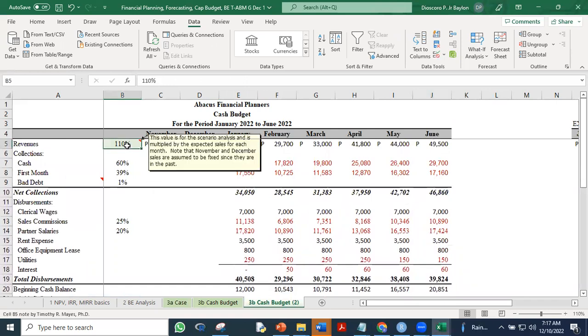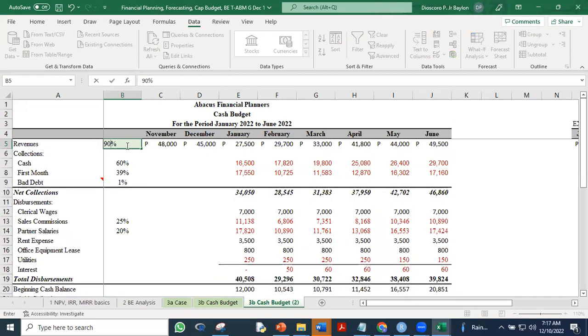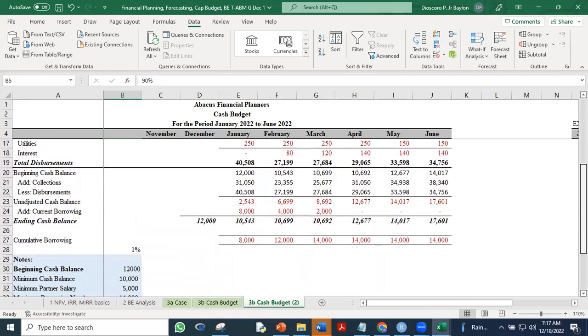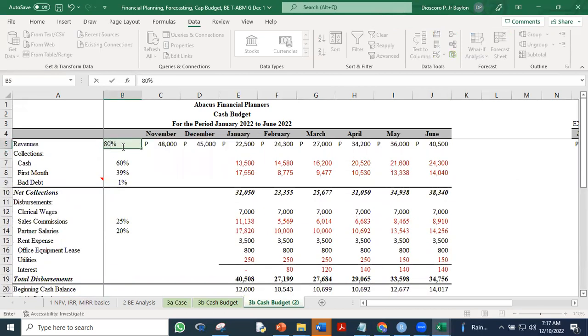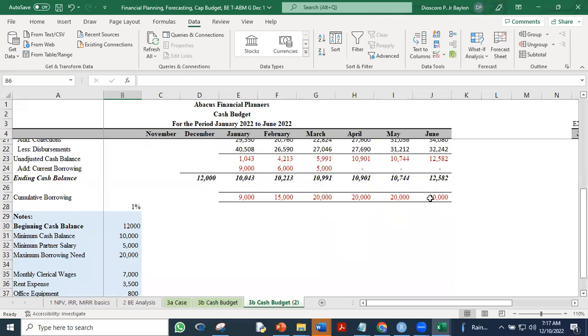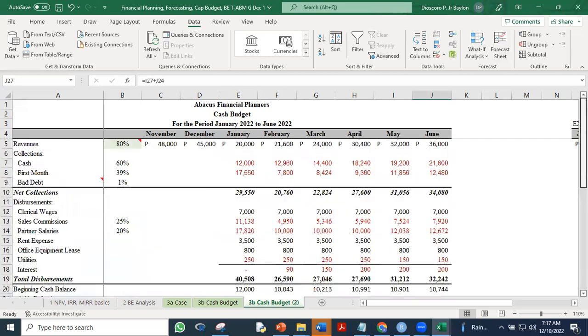But if it was the pessimistic scenario where you have 90%, everything here changes because the revenues change, therefore the collections change, therefore your cash budget changes. So if it's the pessimistic case, then the cumulative borrowing as of June is already 14,000. And if it's worse, which is 80%, how much will be the cumulative borrowing as of June? It was already 20,000, because this is the worst case scenario, 80%.